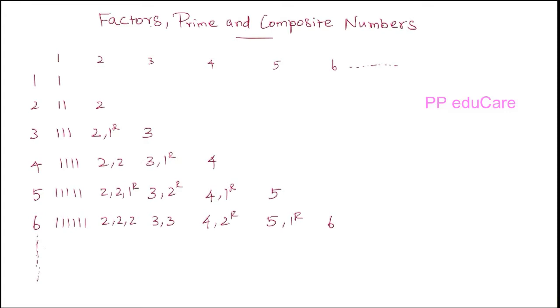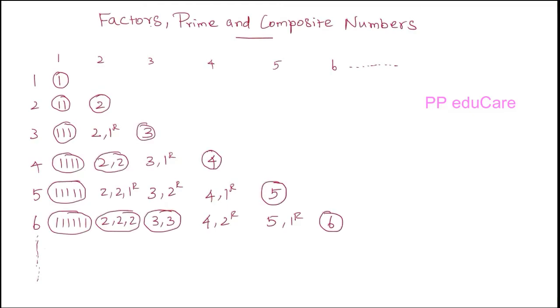Now circle the group of numbers in which all the numbers are the same. Here this group has the same number, this group has the same number, this group has the same number, and this group has the same number. Now we found the groups having the same number. Here every encircled group of numbers are the factors of its corresponding number which occurs in the leftmost column.